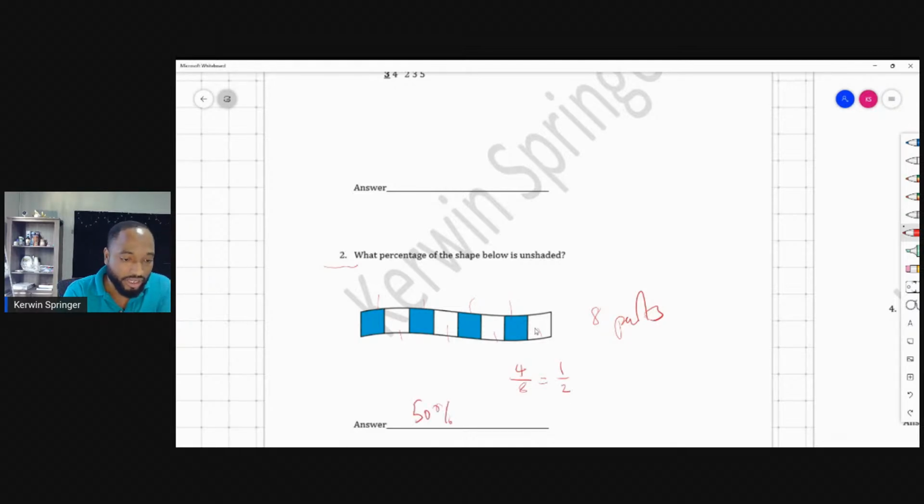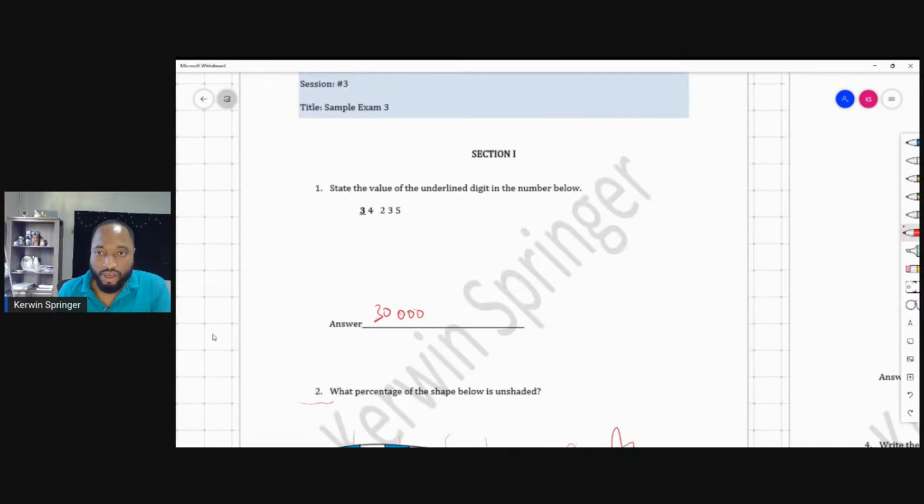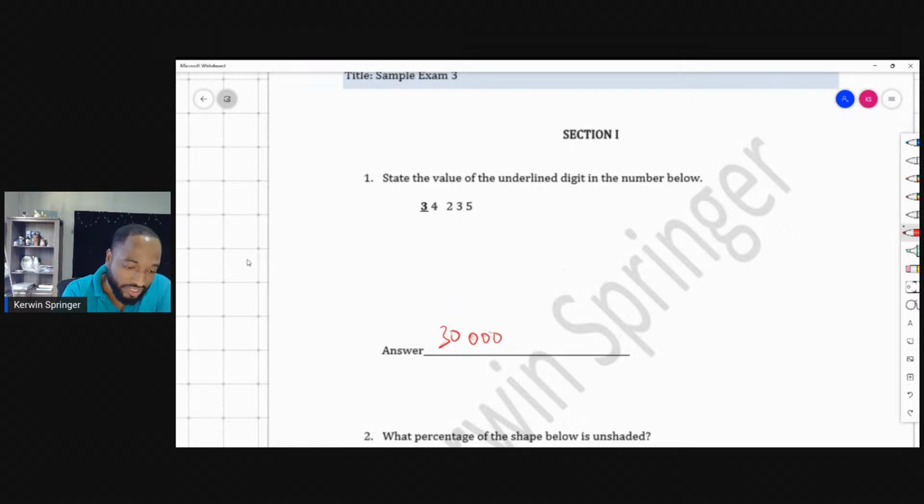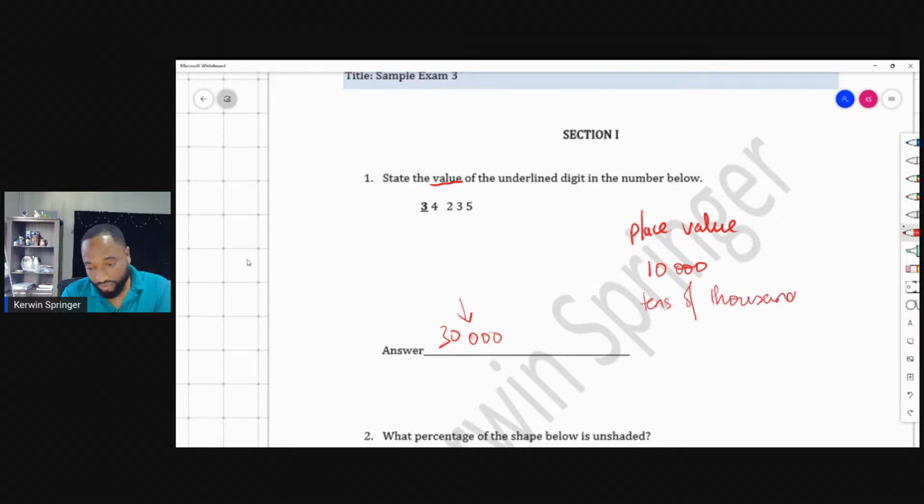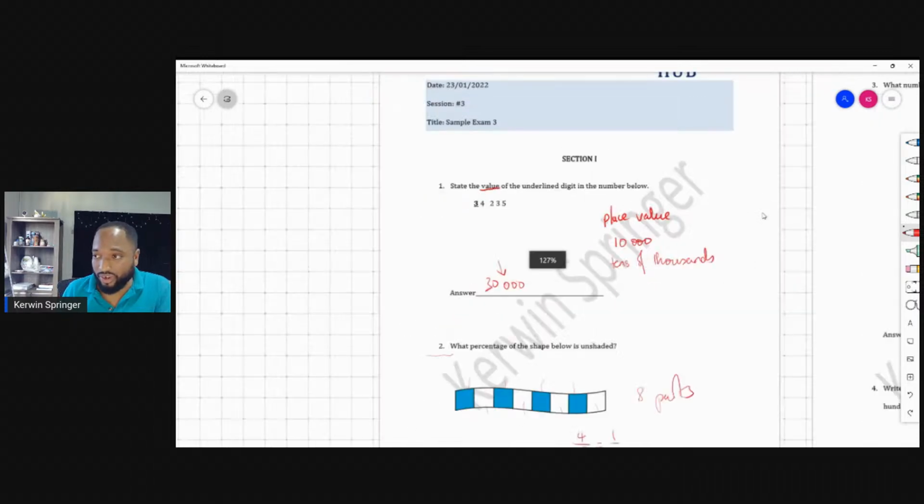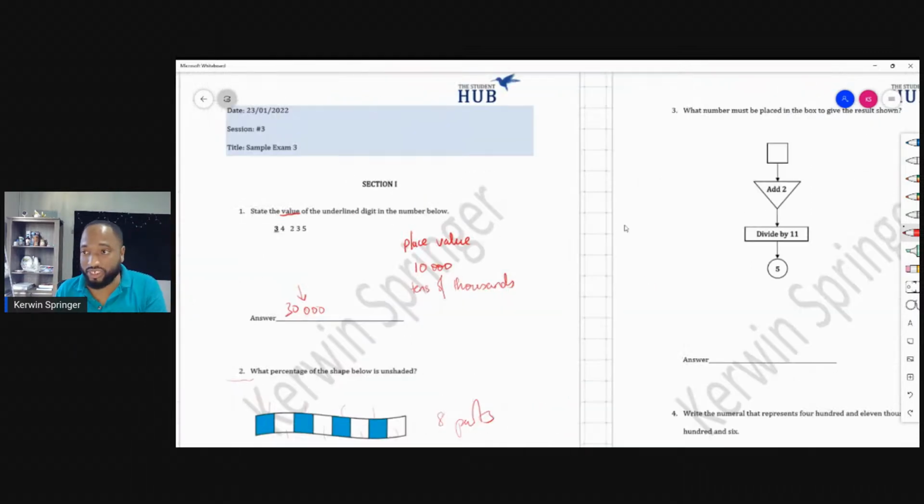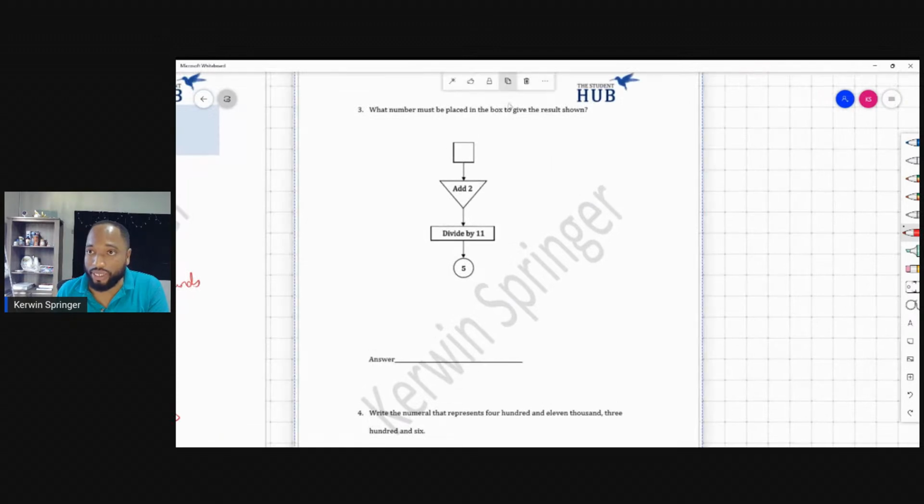Anybody give me any number? Yes, that number is indeed 30,000. Once again, I need you to be very careful in these questions. If this says state the value, you put 30,000. If this said state the place value, the place value of the underlined digit is only tens of thousands. There's a difference. If they want you to give the place value of a number, you give the place value. If they want you to give the value, you actually multiply the number by its place value.